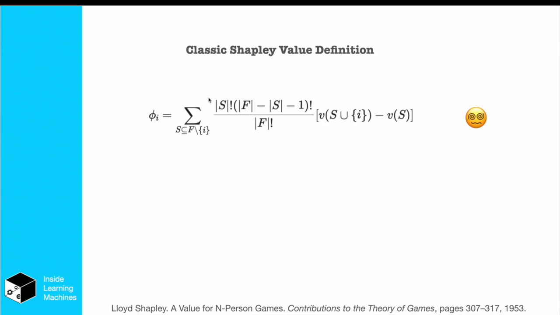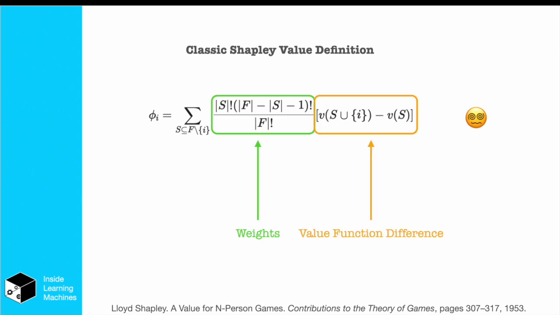Now within this summation we have two terms. The first term here is actually a weight, and these weights are applied to the second term, which is a difference of the value function v. So let's look at each one of these components in turn to see exactly what they are referring to.